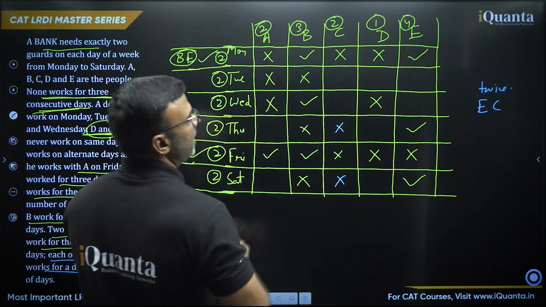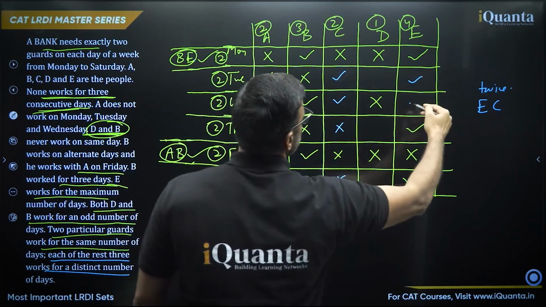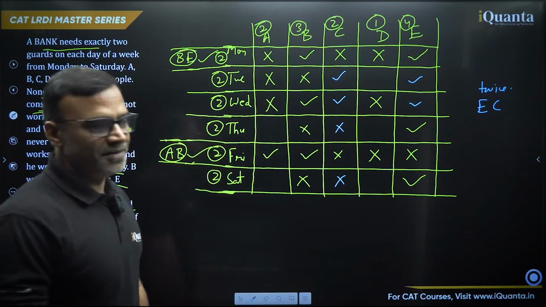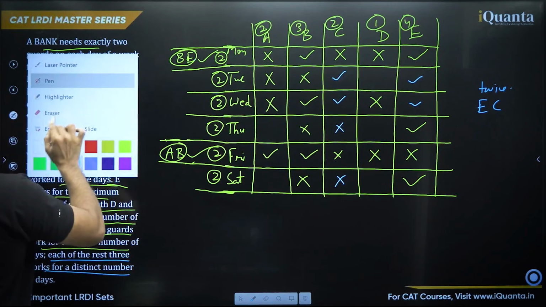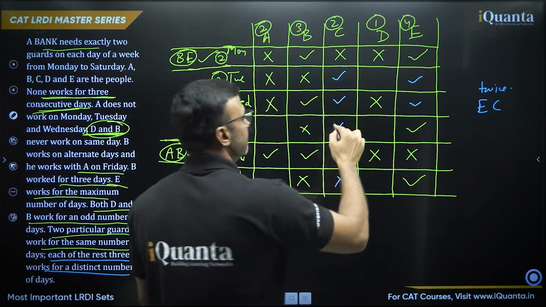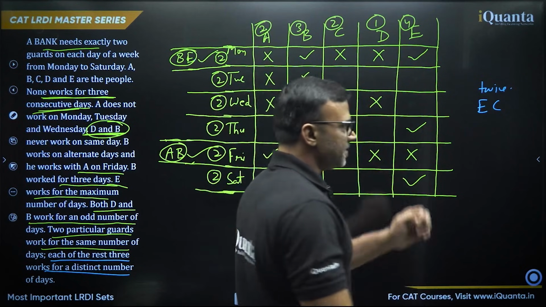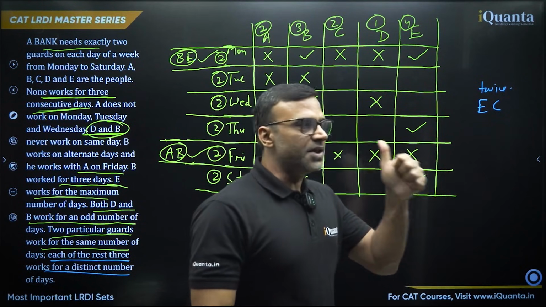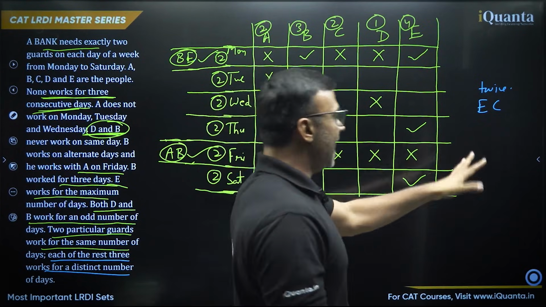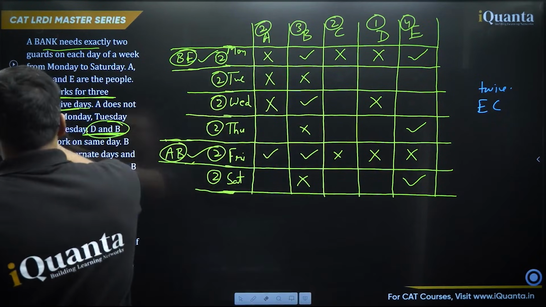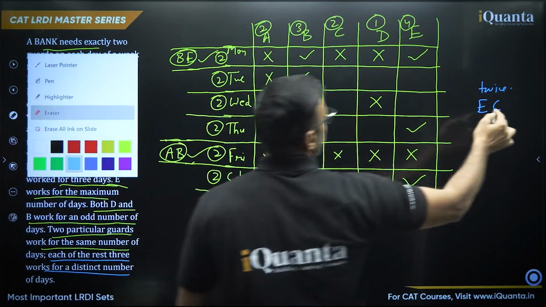So the only possibility left now is Tuesday, Wednesday. But if they work on Tuesday, Wednesday, E will have to work on 5 days. So that means E and C together cannot work twice. So till now we have seen that E and A cannot work twice, E and D cannot work twice, E and C cannot work twice. So the only thing that is left now is E and B. That also has to be checked. You have to be extremely careful.